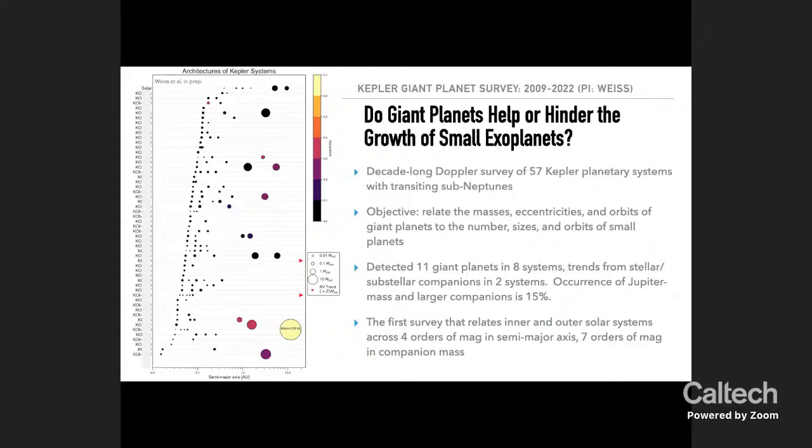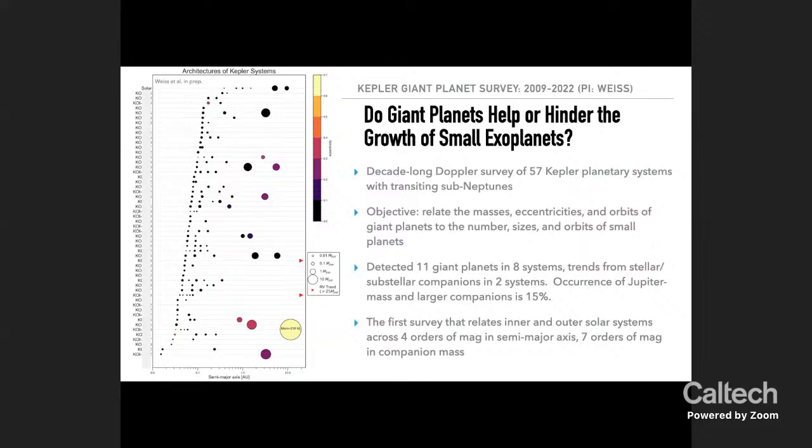I'm leading a long-term survey to investigate how the properties of giant planets relate to small transiting planets. Our survey has been ongoing for 10 years and has targeted 57 Kepler systems with transiting sub-Neptune-sized planets. Our objective is to relate the masses, eccentricities, and orbits of the giant planets to the number, sizes, and orbits of the small planets. So far, we've discovered 11 new planets in 10 systems and trends from stellar or substellar companions in 3 systems. And this survey is going to help us determine whether giant planets are helping or hindering the growth of terrestrial worlds.